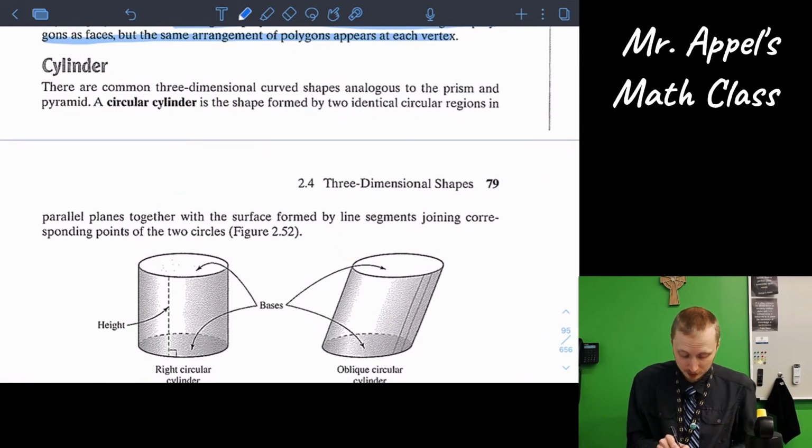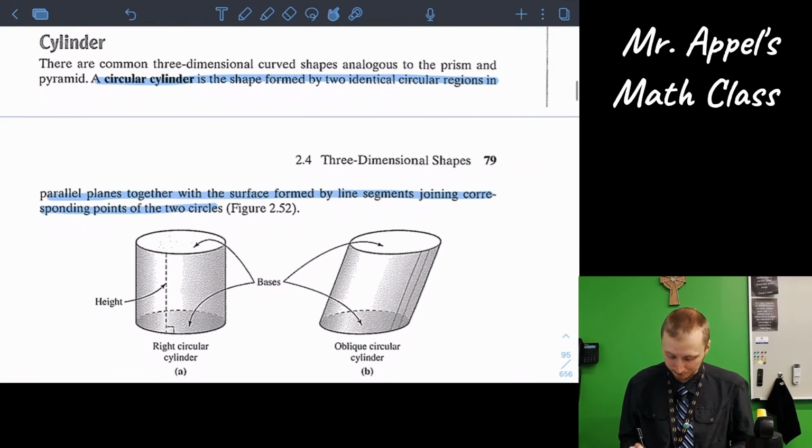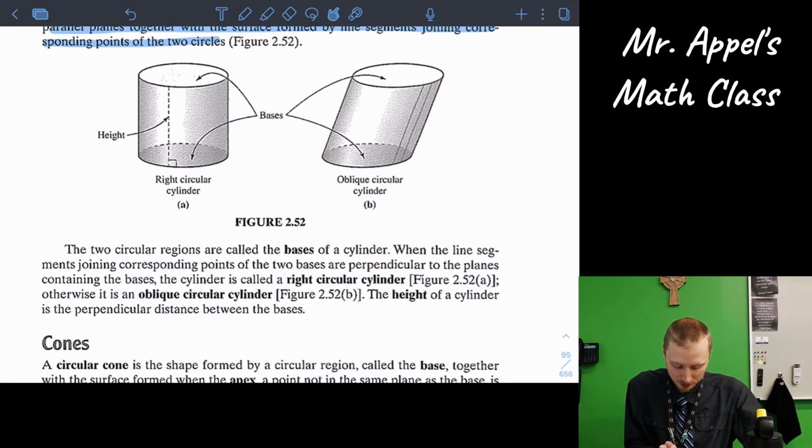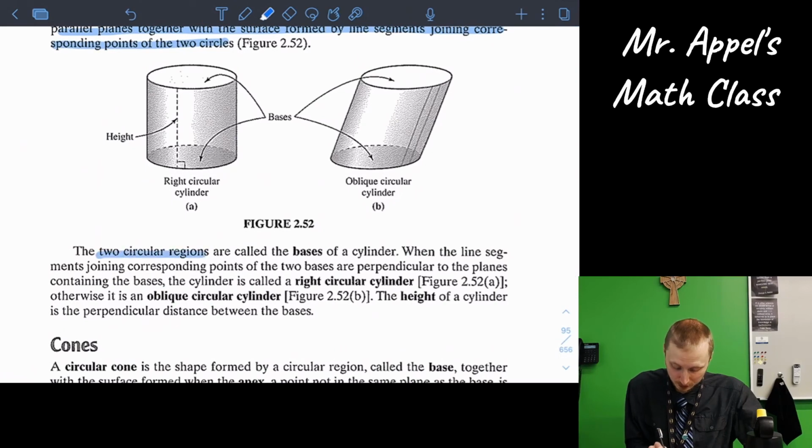We gotta highlight that. Circular cylinder. Parallel planes together with the surface formed by line segments joining corresponding points. Okay? The 2 circular regions are called the bases of the cylinder. When the line segments joining corresponding points of the 2 bases are perpendicular to the planes containing the bases, the cylinder is called a right circular cylinder. Otherwise, it's an oblique circular cylinder.